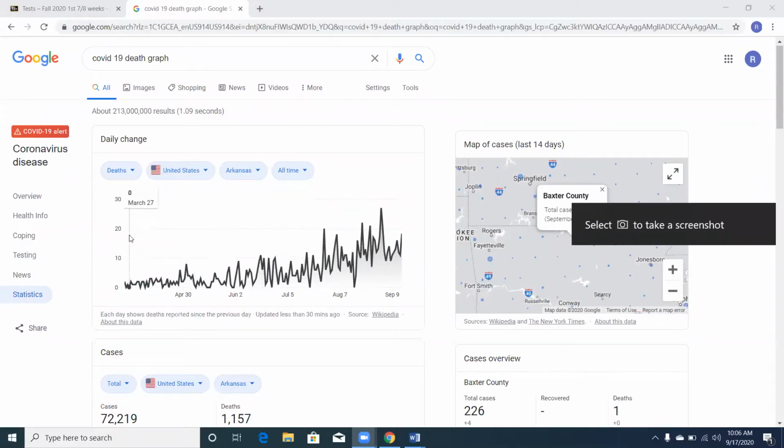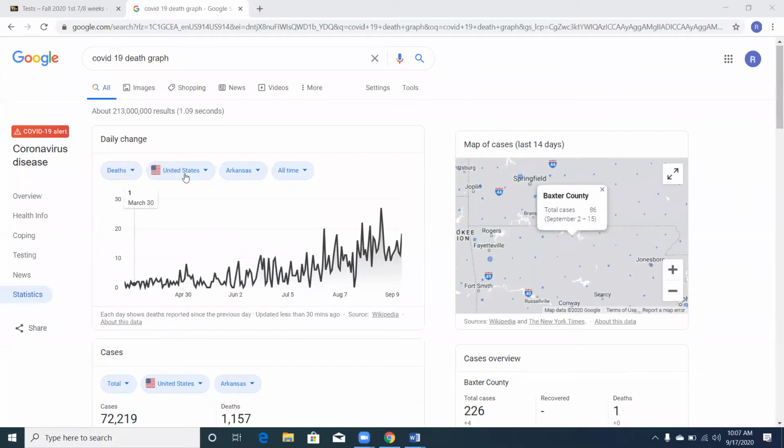This is the COVID daily change in deaths from the United States in Arkansas. It looks like we had our first one on March 24th, all the way to today, when we had 18. Now I need a thumbs up here because I can't see you. Can you guys see this on my screen? Just give me a thumbs up. Yes. Okay, thank you, sir.